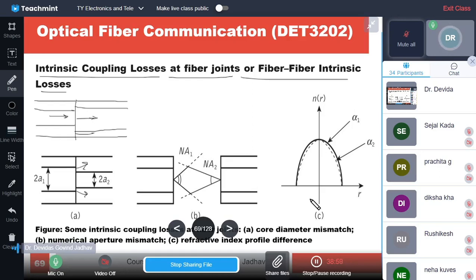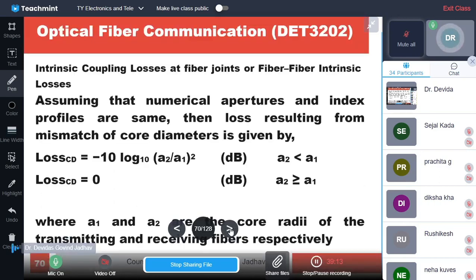And third is refractive index profile difference. One fiber has an alpha 1 profile, the second has an alpha 2 profile. So the profile controlling parameters are different, then there will be loss. And these losses can be written in formulated form.